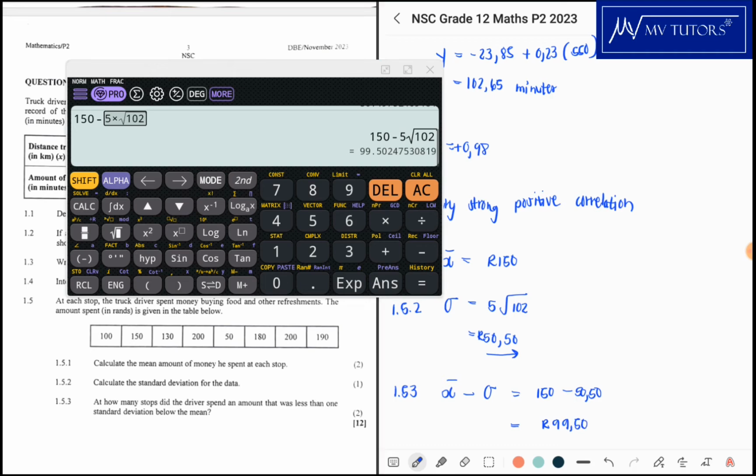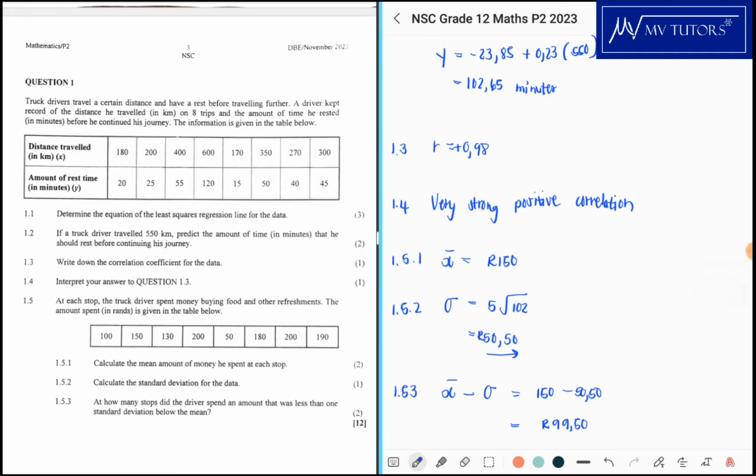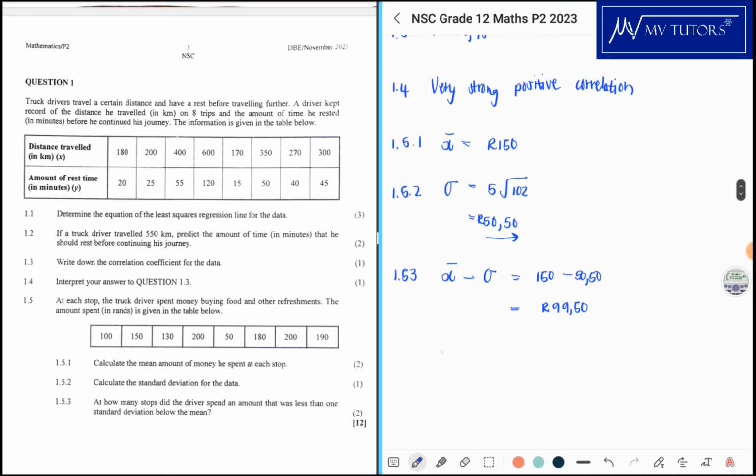Okay, but now we're not done. Remember, it says, at how many stops did the driver spend an amount that was less than 1 standard deviation below the mean? So the 1 standard deviation below the mean is 99 rand 50. So anything less than that, we need to look for it from this table. And you can see that the only amount that is less than 99 rand is actually 50. Okay, so after how many stops? It was just 1 stop. If there were other values less than 99 rand 50, then it would be more than 1 stop. All right, and that's it for question 1.